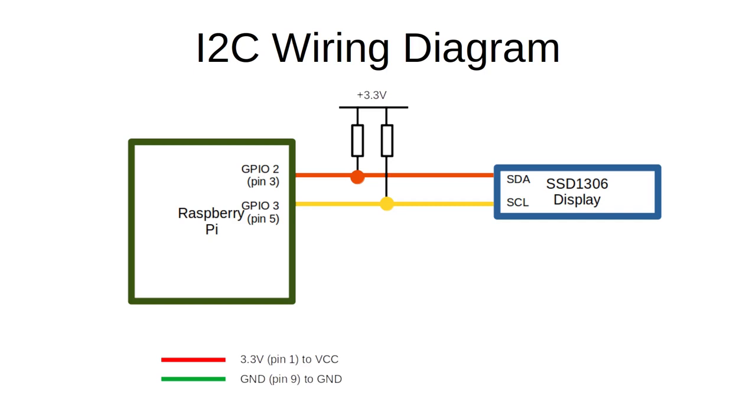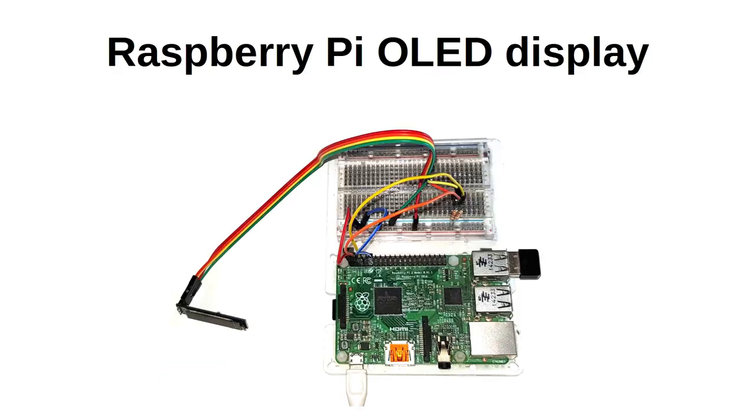I've used 3.3 kilo-ohm resistors here. Note that the position of the pins on the OLED display does vary between different display modules, so you should follow the labelling of your display rather than rely on the order shown on this diagram.